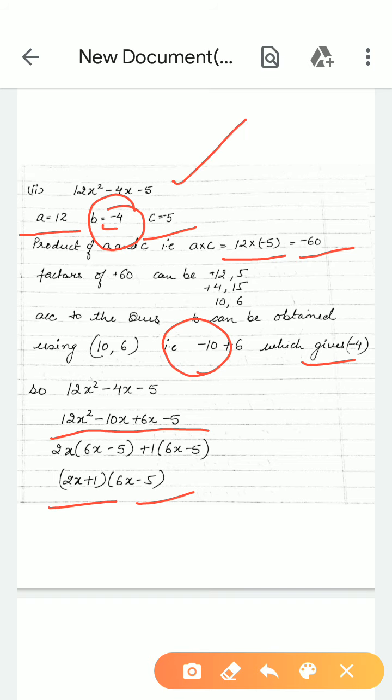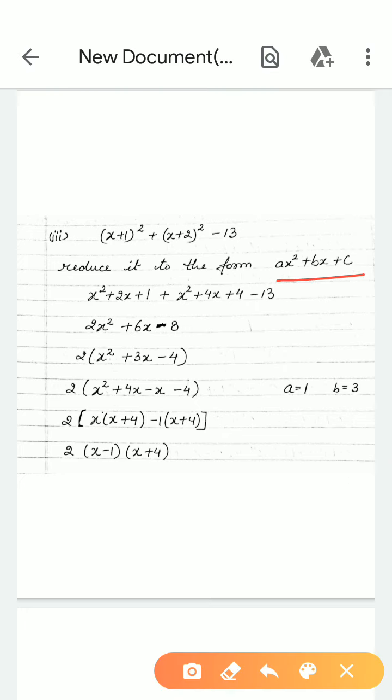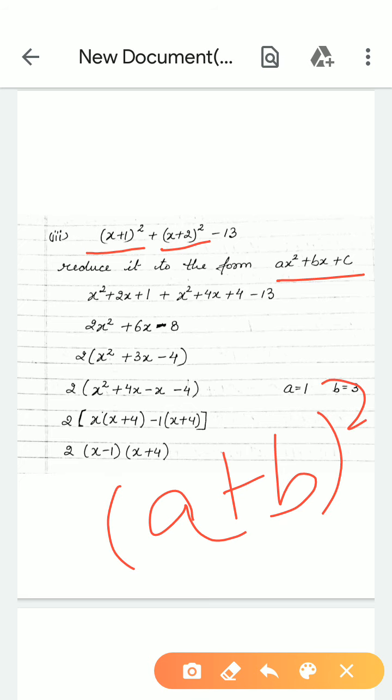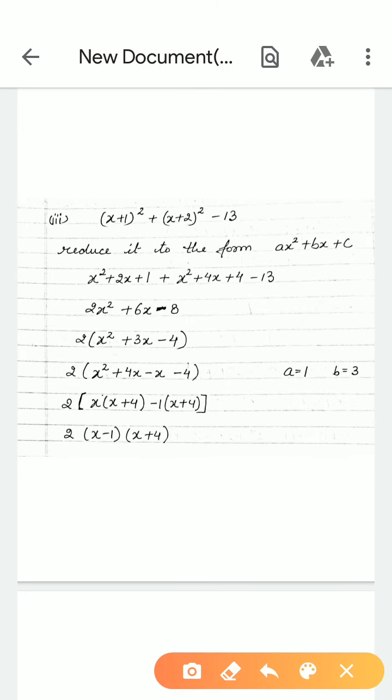Let's take one more example where we have x plus 1 whole square plus x plus 2 whole square minus 13. Now, this is not of the form ax square plus bx plus c. So first we reduce it to the form ax square plus bx plus c. How can we reduce it? We can easily see that x plus 1 whole square and x plus 2 whole square can be expanded using the identity a plus b whole square. So using the identity, x square plus 2x plus 1 for the first bracket, x square plus 4x plus 4 for the second bracket, and minus 13 remains as it is.